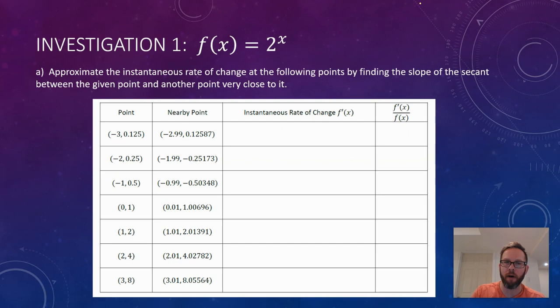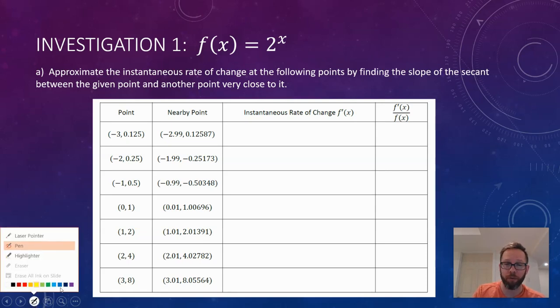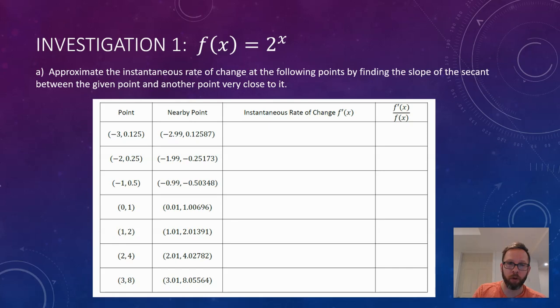When we find the slope between those 2 points, the slope of that secant, it should be pretty close to the instantaneous rate of change, the slope of the tangent line, or the value of the derivative. So I'm just going to do one of these with you, just to give you an idea of what is expected here. So let's do the first one.